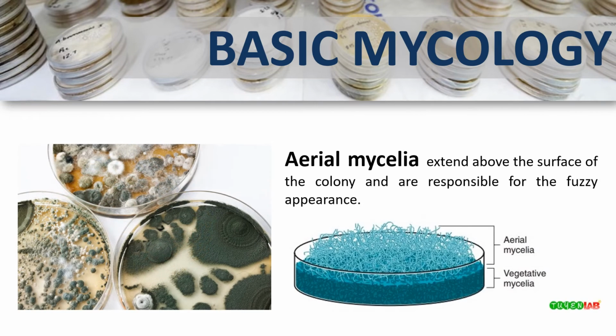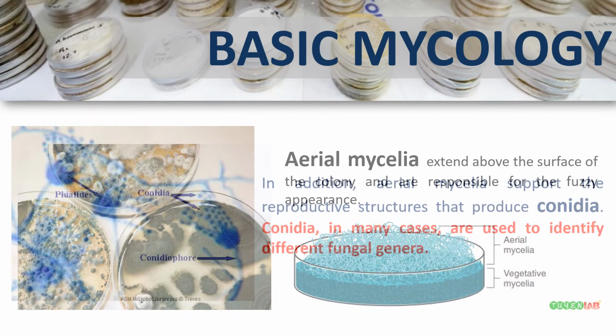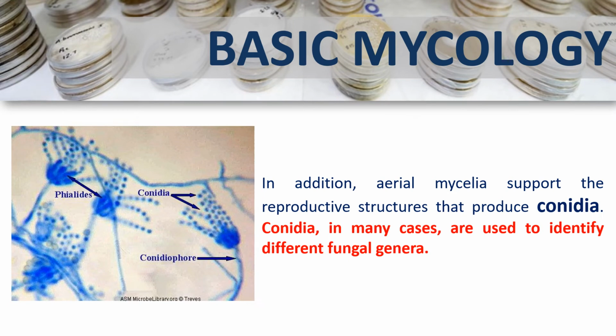So, mycelia, class, are divided into two. So, meron tayo aerial mycelia or vegetative mycelia. So, aerial mycelia extend above. So, if you can observe on this one, class, they extend above the surface of the colony and are responsible for the fuzzy appearance. So, if you can observe on the culture media, ganito yung itsura niya, class. Ayan. Okay? So, pag tinanong sa exam, bakit ganito yung itsura niya? It's because of the aerial mycelia. In addition, class, aerial mycelia supports the reproductive structure that produce conidia. And conidia, in many cases, are used to identify different fungal genera.